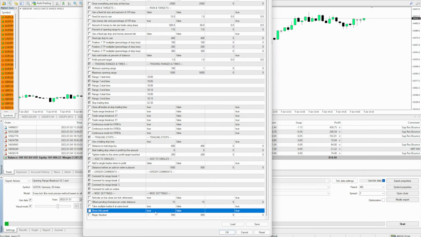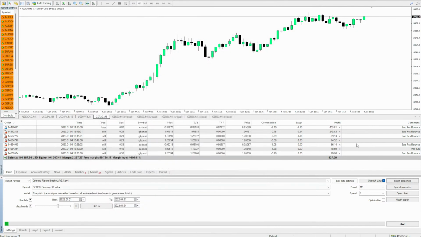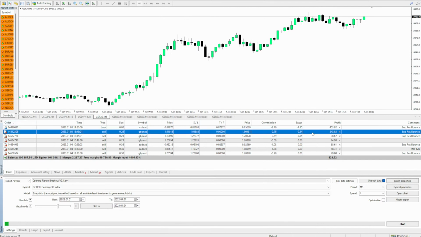Info panel turns that on or off. That's the display you saw there, which gives you all the data. And a magic number. Every single instrument you place this on has to have a unique magic number. Magic number is basically what Metatrader 4 and Metatrader 5 use to determine what is being traded. So this EA runs on magic number 999, so it will manage all trades with magic number 999. I'll show you how you can tell. If you hover over any active trade that uses an EA, you'll see that it is placed by expert.